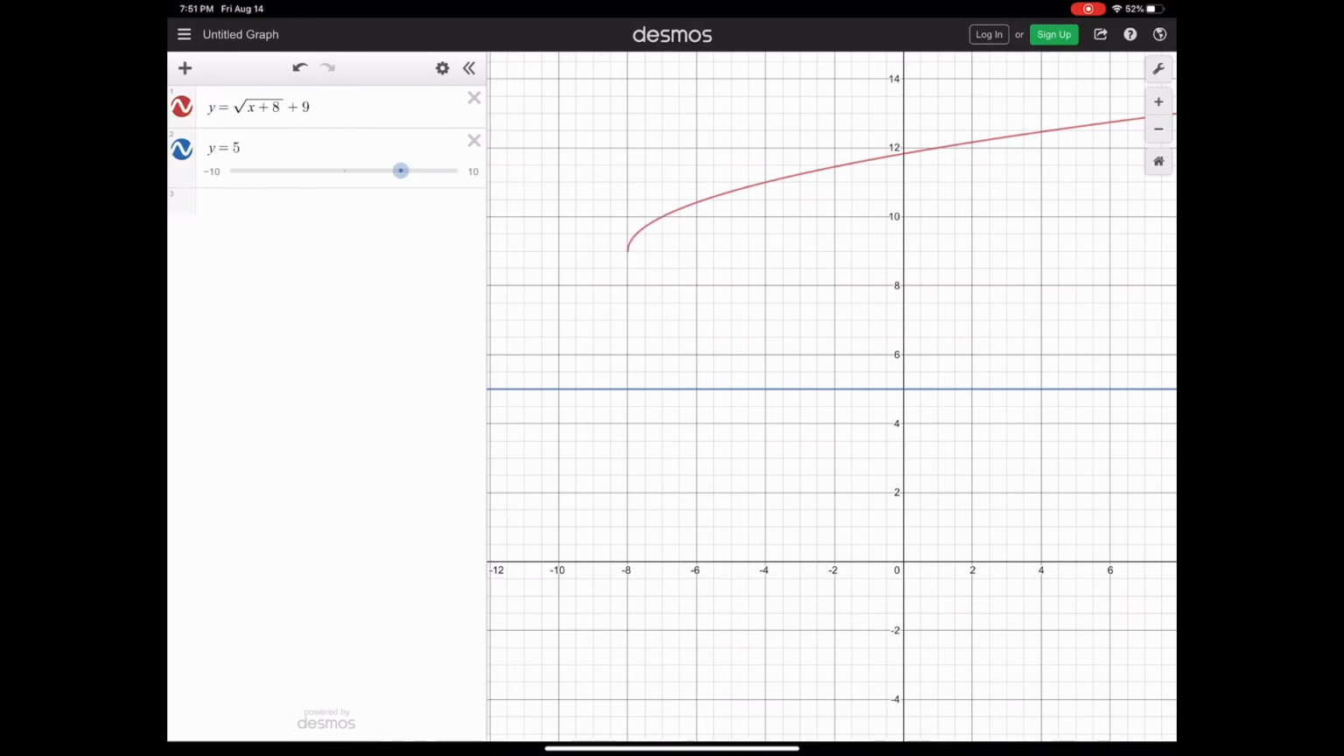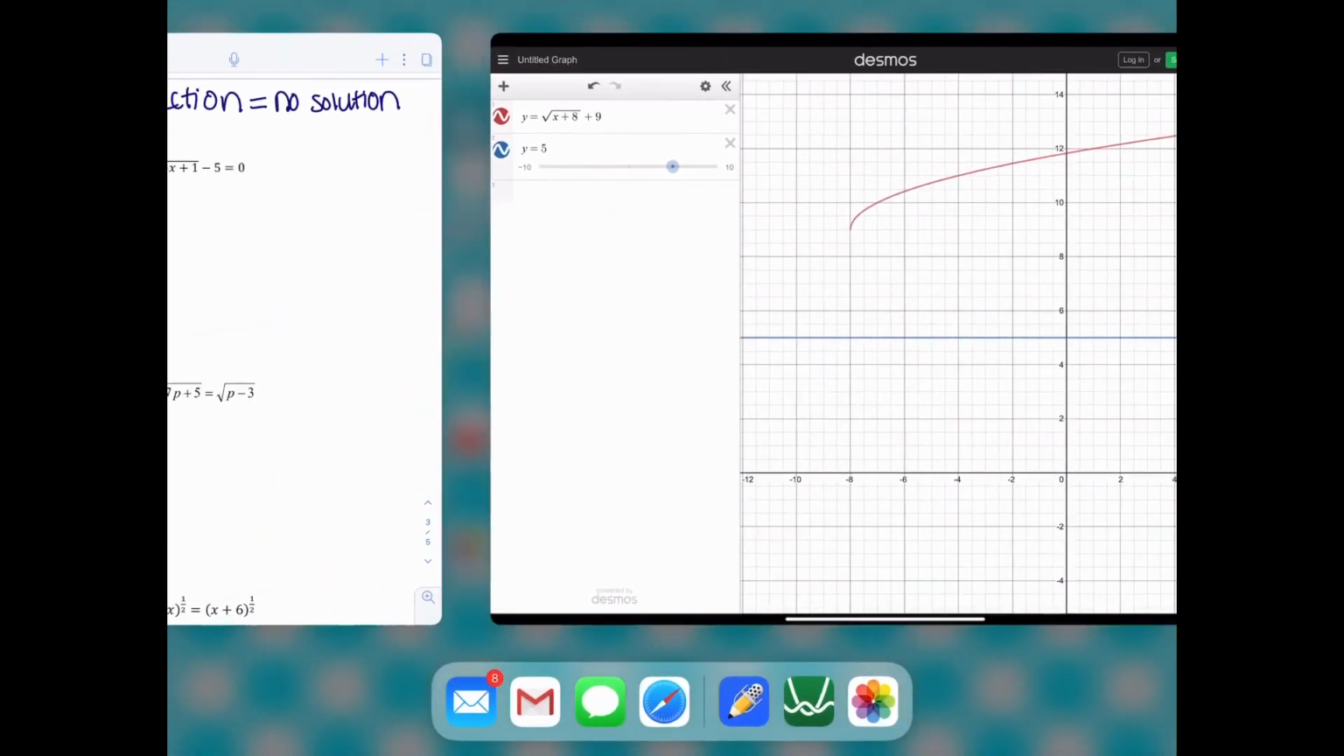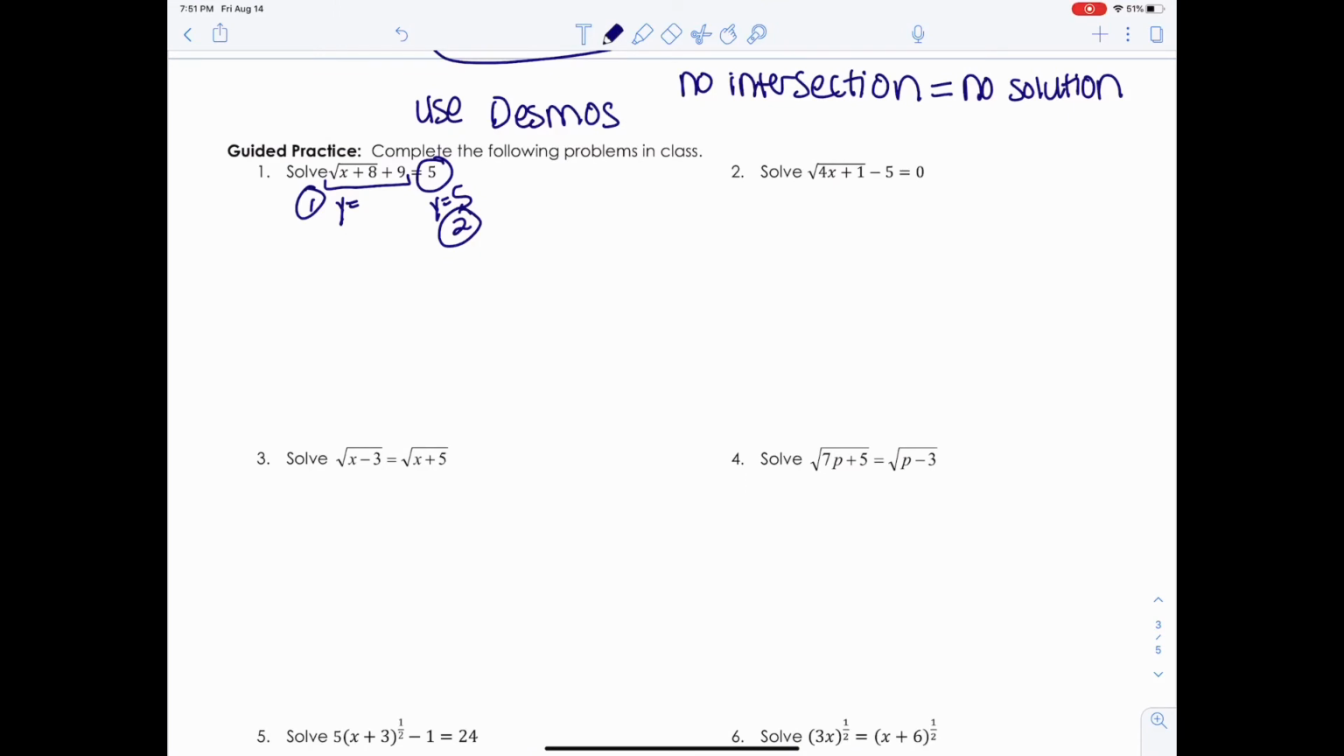And if you look on your graph, you've got the red graph and the blue graph, and they do not intersect. So what that means is, for this one, remember like we said, no intersection, no solution, this one is going to be no solution. And that's a symbol you can use for no solution. It's like a 0 with a slash through it.